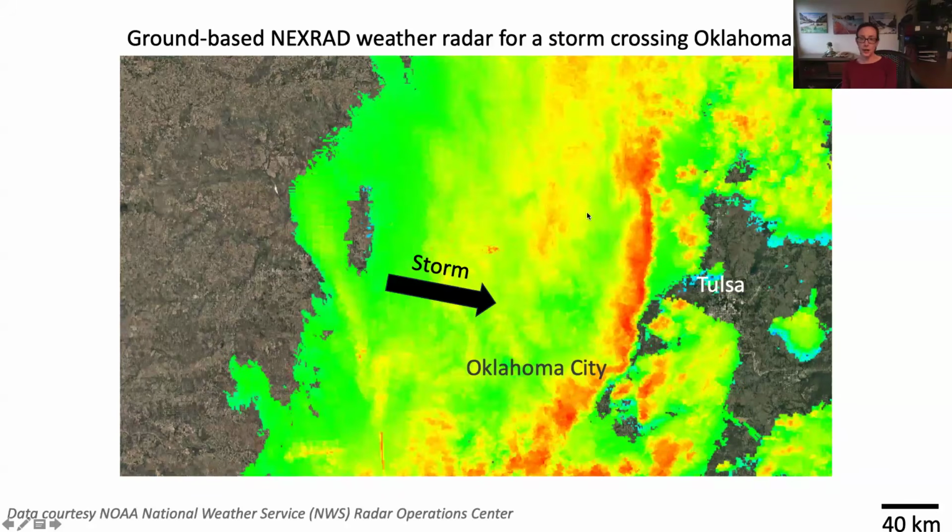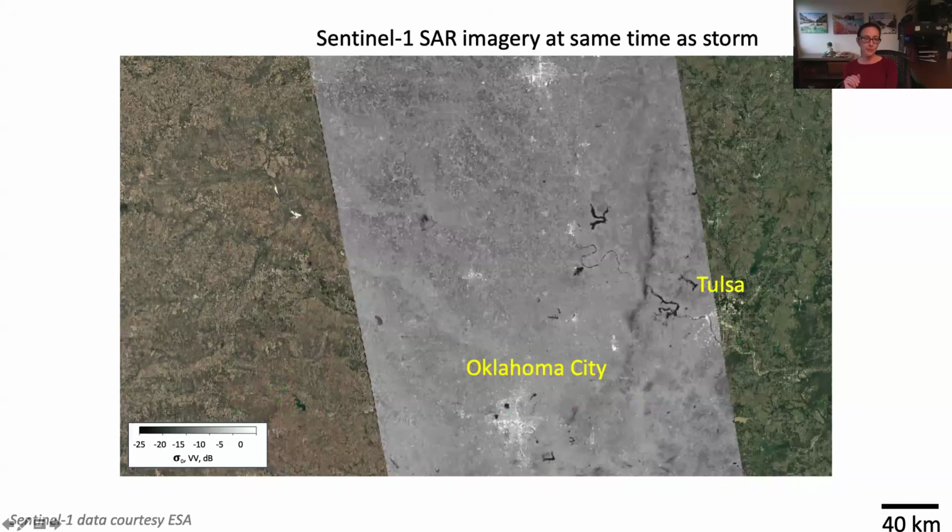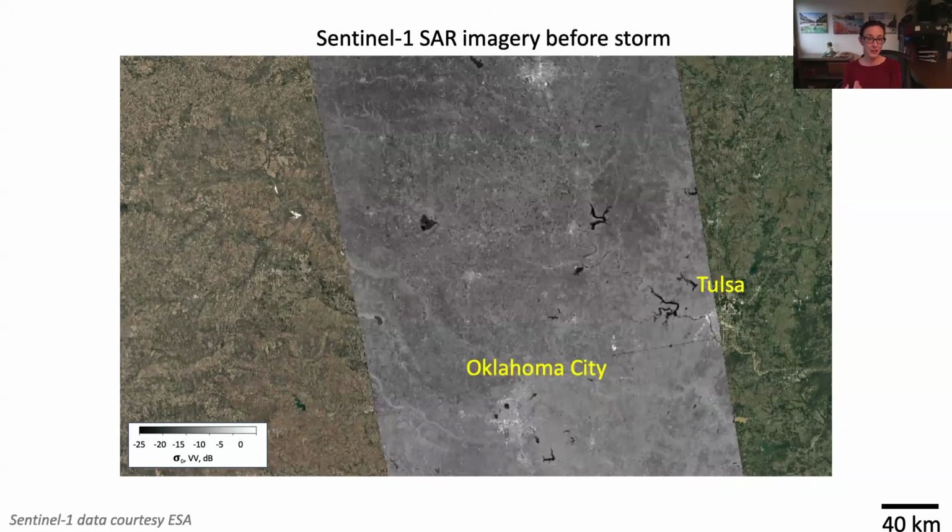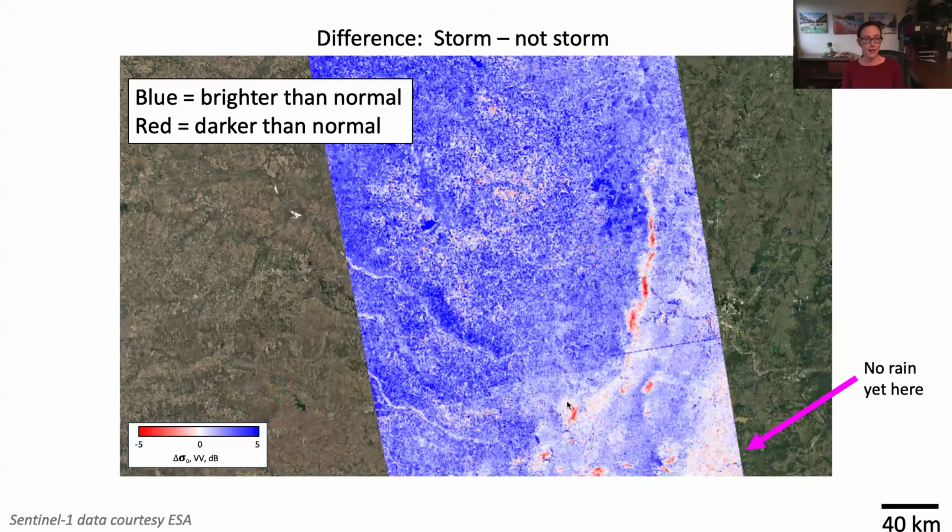So again, this is the SAR image at the time of the storm. Here's another one before the storm. You can see it's a little darker overall just by looking at it, right? And if I take the difference, here I've colored blue as areas that got brighter during the storm event, and red is areas that are darker. So right along the storm front, where we have the rain falling through the air and absorbing the microwave energy, it actually is darker there, but everywhere else where the rain has already fallen, it's brighter.